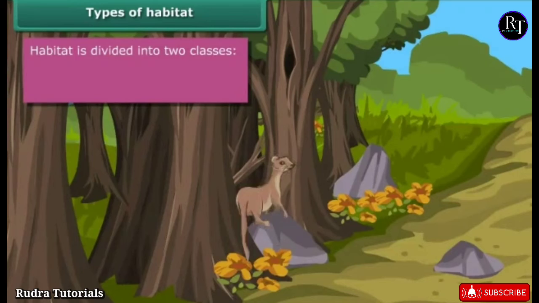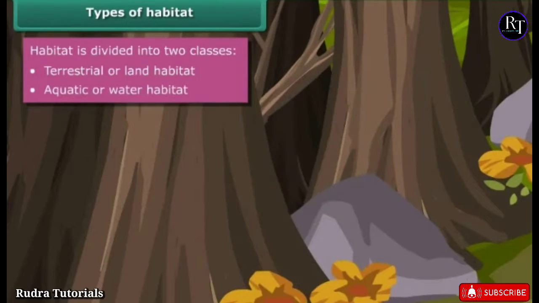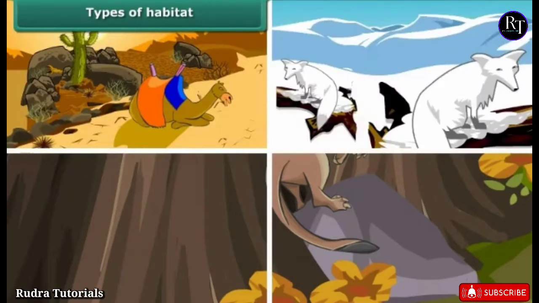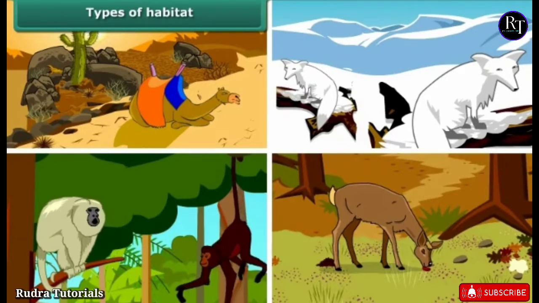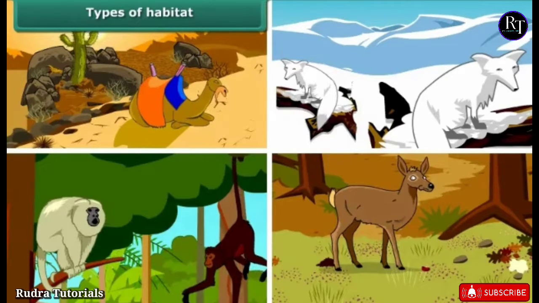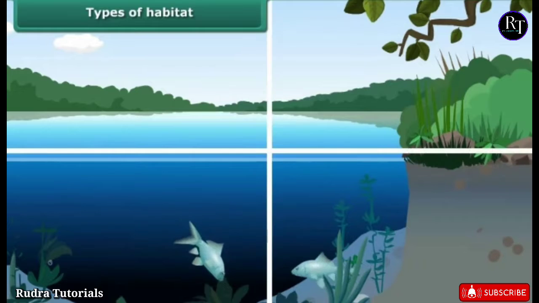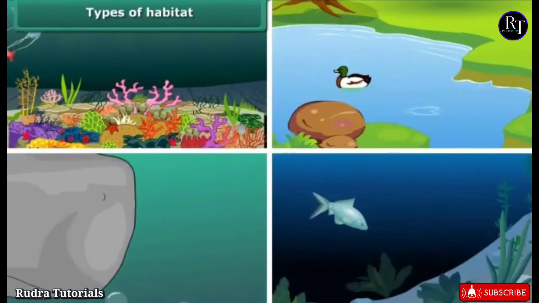Habitat is divided into two classes. 1. Terrestrial or land habitat. 2. Aquatic or water habitat. Habitat of living organisms found on land is terrestrial habitat. Desert, mountains, forest, grasslands are the examples of this category, whereas habitat of living organisms found in water is aquatic habitat. Sea, ponds, oceans, and lakes are the examples of this category.